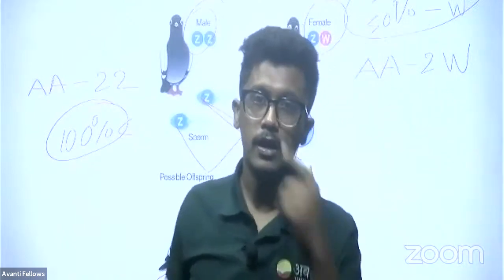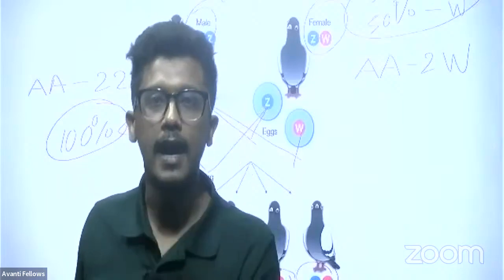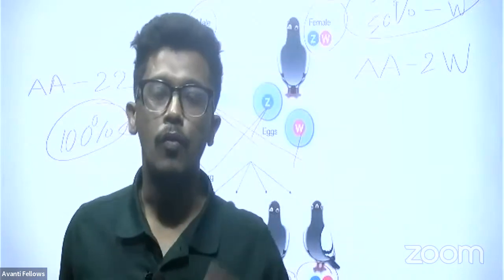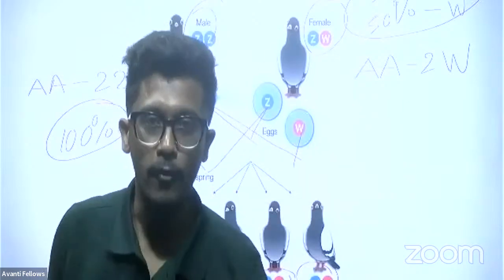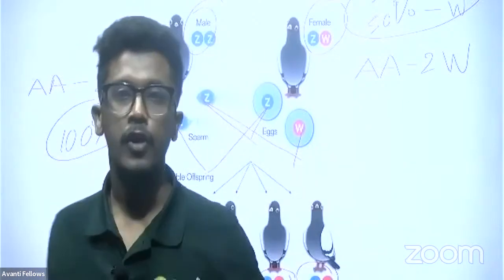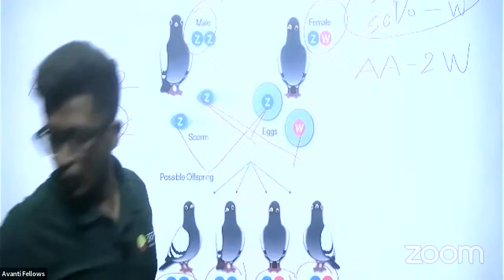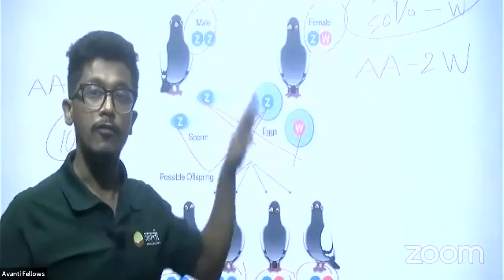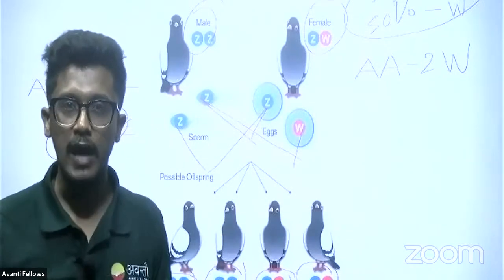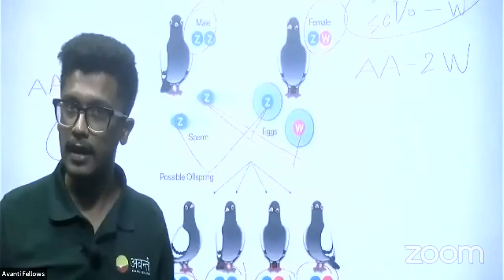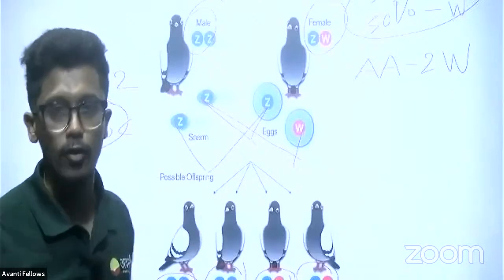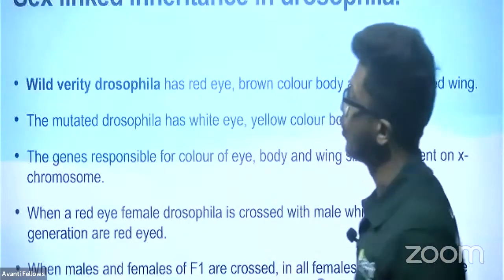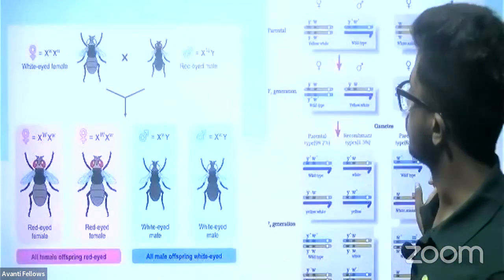So just see here, in human beings, we called it male heterogamety because the male was producing X type of sperms and Y type of sperms. Whereas here, we see that the female is producing two different types of gametes. When a female produces two different types of gametes, we call it female heterogamety. Okay, are you guys understanding this? Yes, no? Chalo.